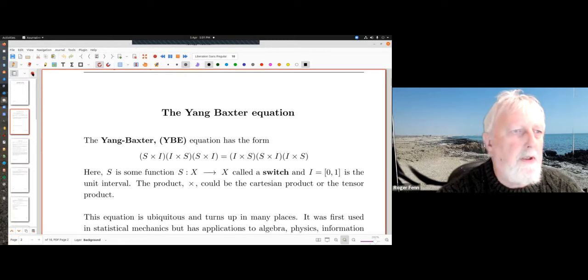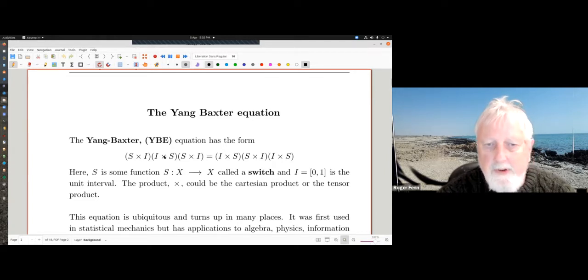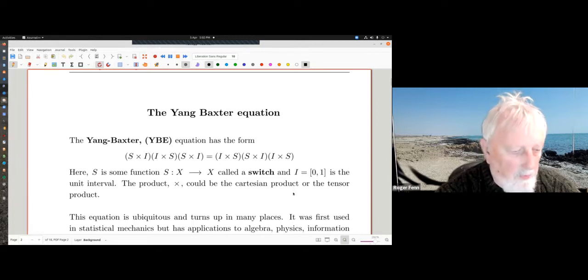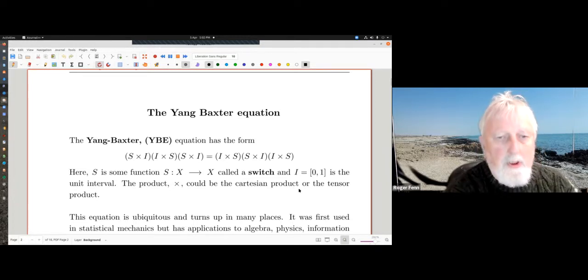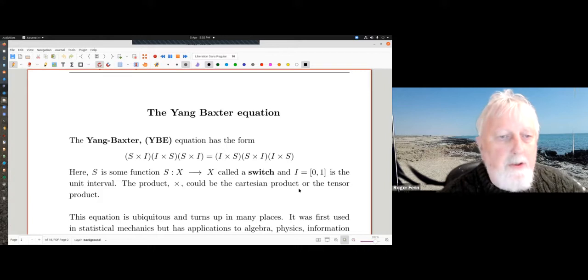So I can get rid of this here. Does that help? So the Yang Baxter equation, now designated YBE. I've written it in this form here. S is some function, so it's a kind of cubic equation. We call this a switch if it satisfies this, and I is the unit interval. The product here could be the Cartesian product or the tensor product. The tensor product is harder, but I'm just going to be considering the ordinary Cartesian product today.